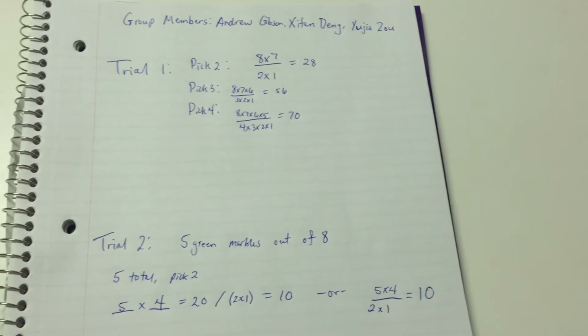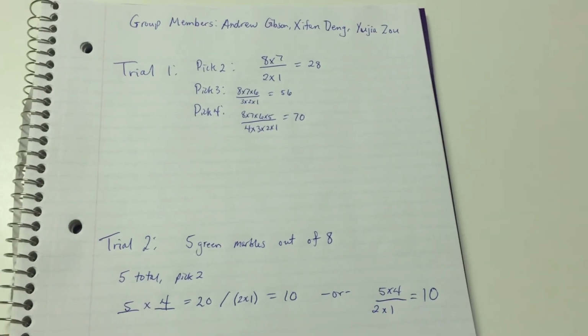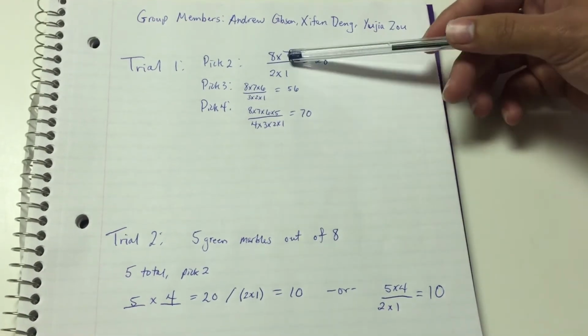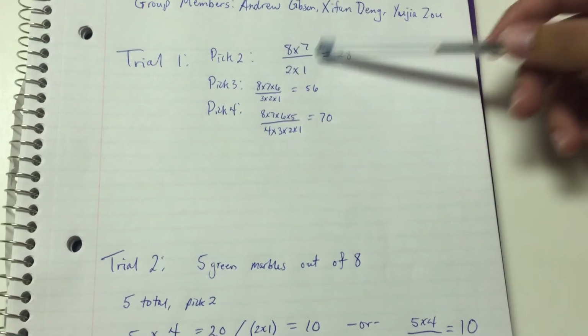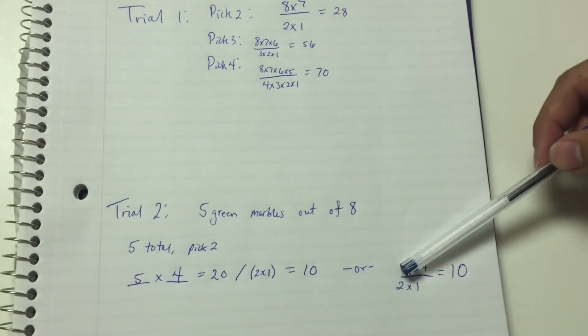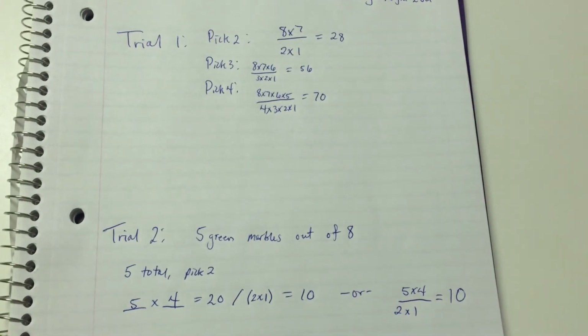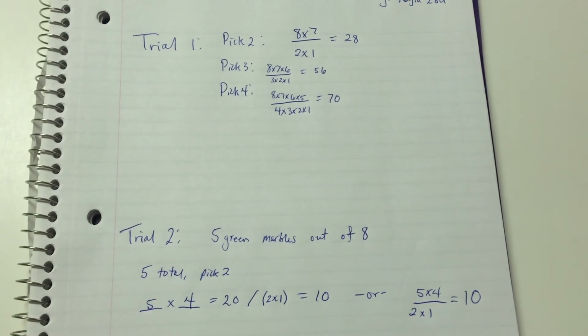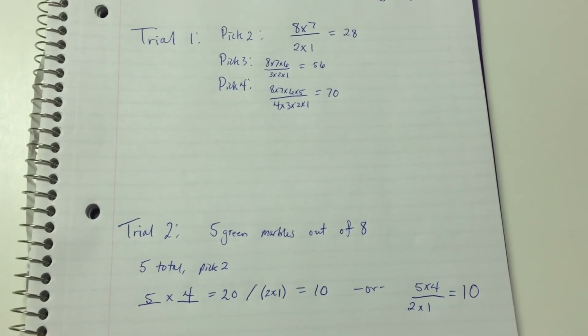The other thing that stayed the same was the math behind solving. Up here we had 8 times 7 divided by 2 times 1, and down here we had 5 times 4 divided by 2 times 1. So the math stayed the same, but the sample sizes were different.